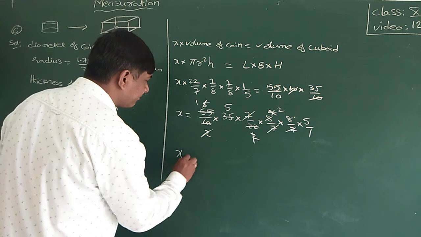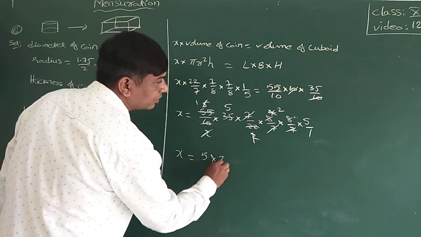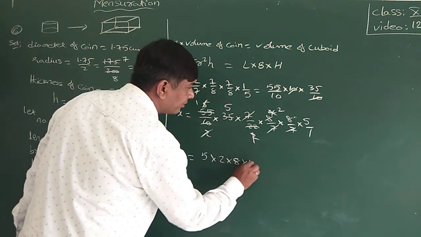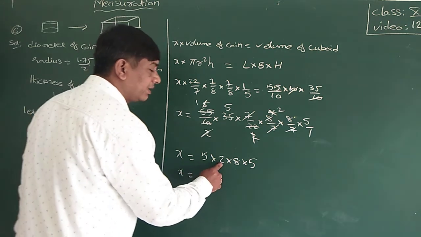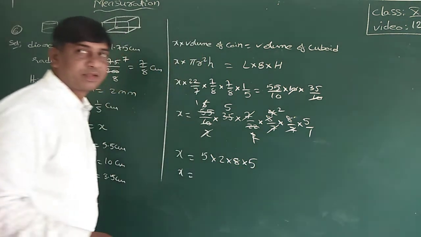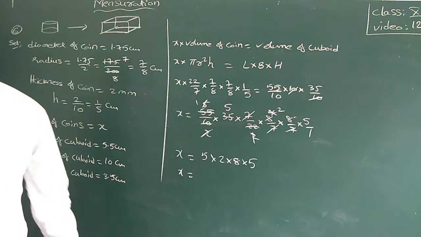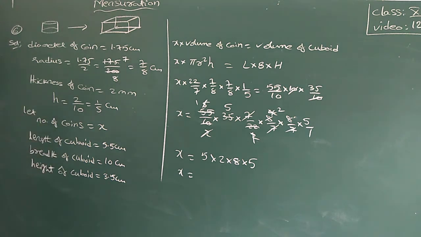Now what is left here? 5 into 2 into 8 into 5. That is x is equal to 5 2s are 10, 8 5s are 40, 40 into 10 is 400. 400 coins.